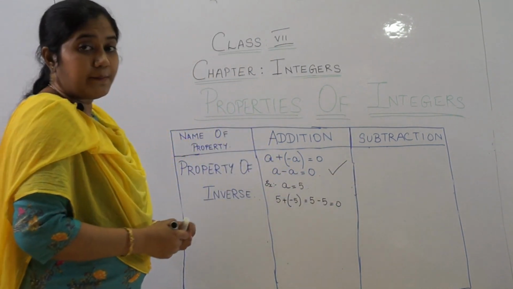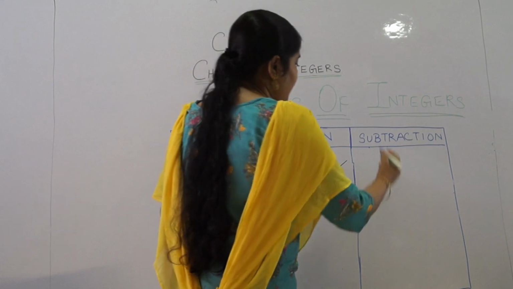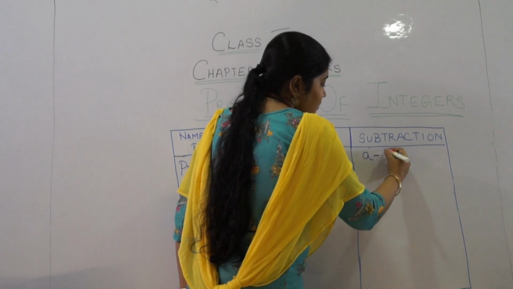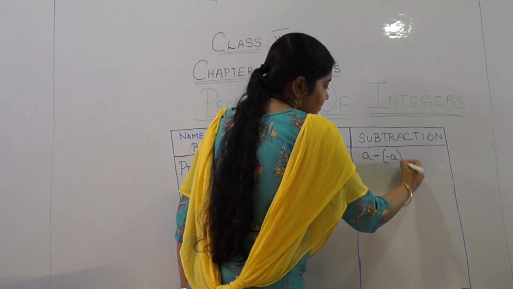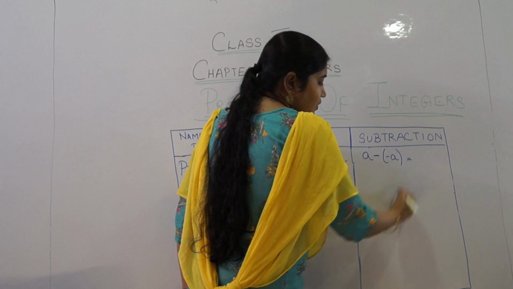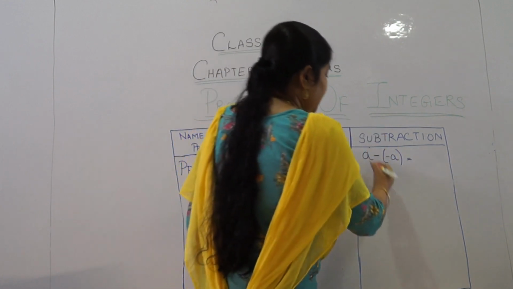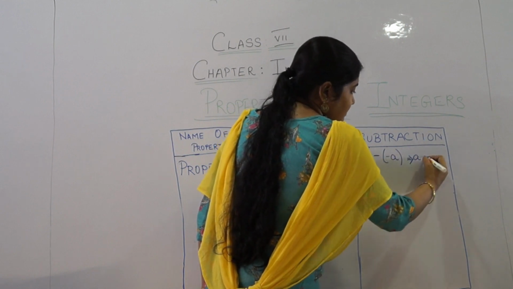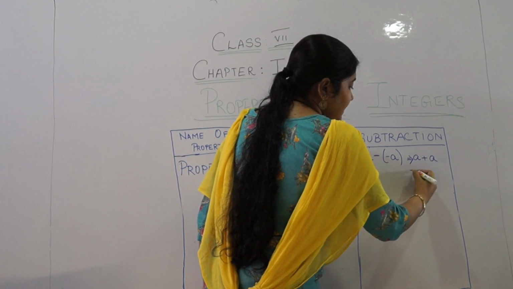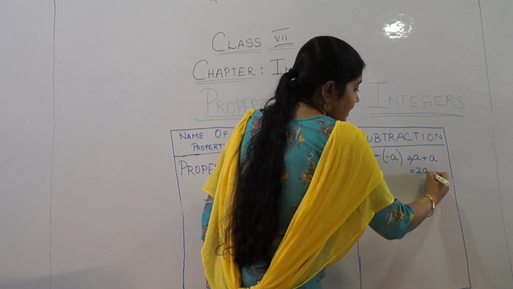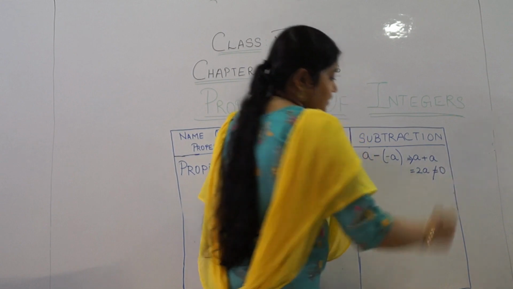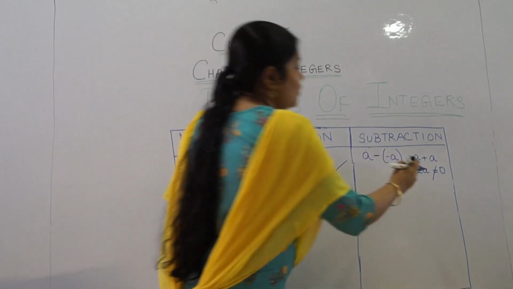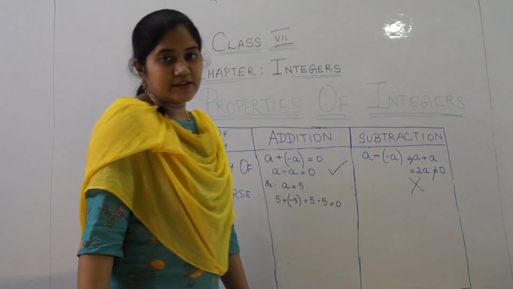Now shall we see what happens in subtraction? In subtraction, when I take an integer a and subtract its inverse, does it give me 0? No. It becomes a, minus into minus is plus a. So a plus a is 2a, and this is not equal to 0. So the property of inverse does not hold good in subtraction.